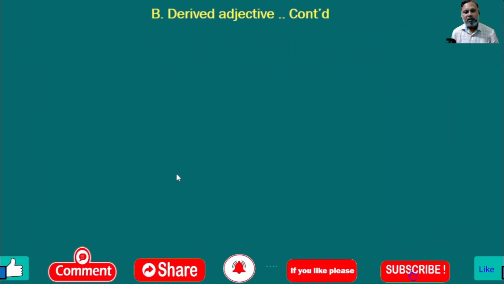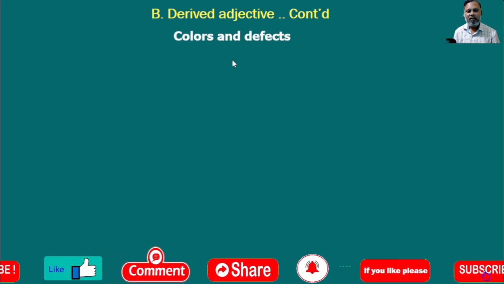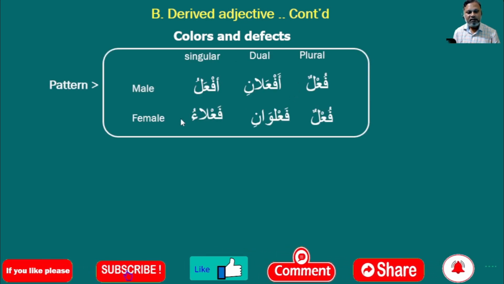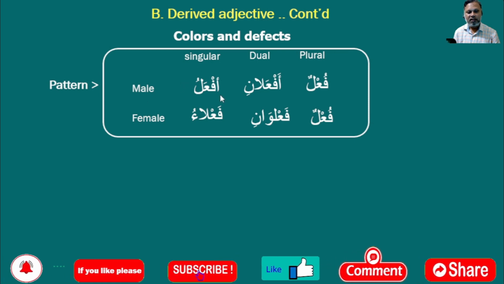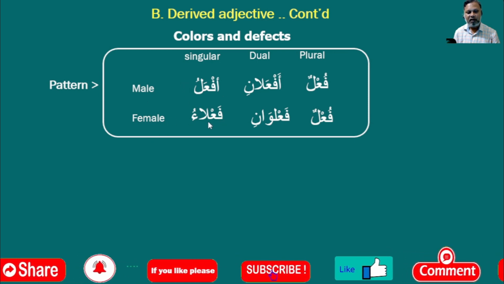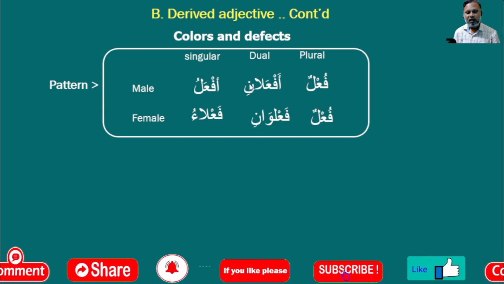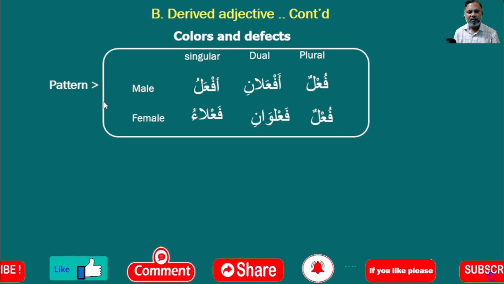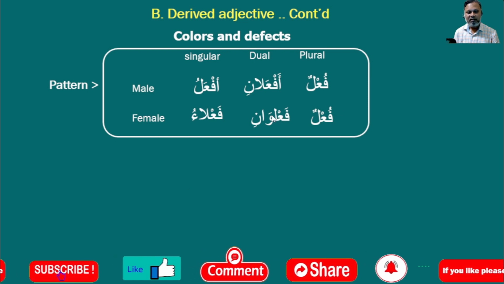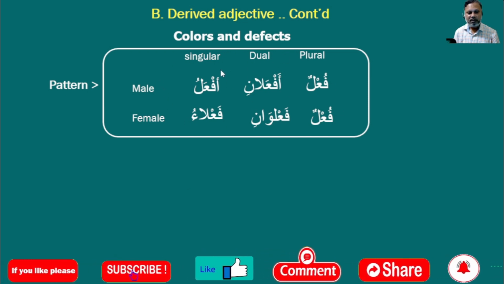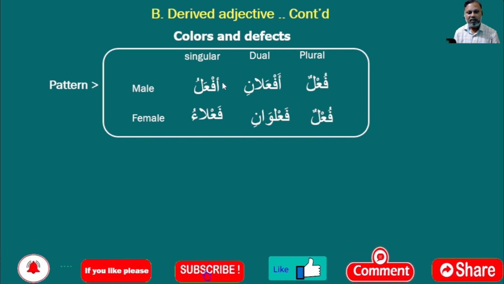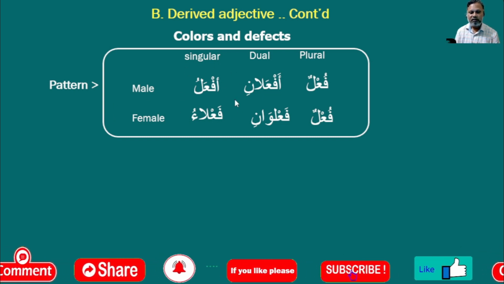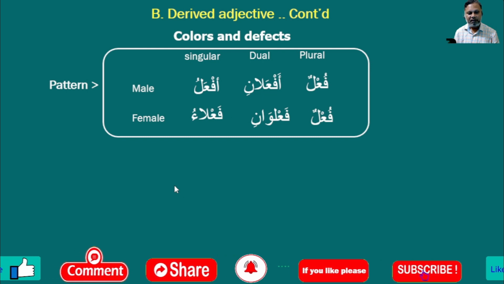And one more example for derived adjectives regarding the colors and defects. The pattern is like this. For male singular it is af'alu, and for female it will be fa'la'u. And dual is simply ani, and plural is fu'lun. Plural is the same for male, and for dual we just add ani, which we have learned. And singular, this we need to understand and remember: af'alu and fa'la'u. These two patterns are used to indicate colors and defects.